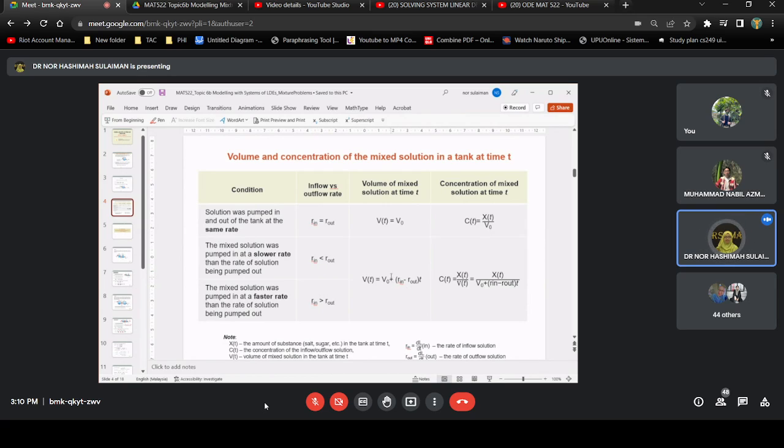Okay, sebab dia akan bertambah. Tapi kalau yang masuk dia slow, yang keluar laju, dia akan jadi apa? Dia akan jadi tolak lah. Dia akan jadi negatif dekat sini. Okay, alright. You boleh refer pada yang ni.